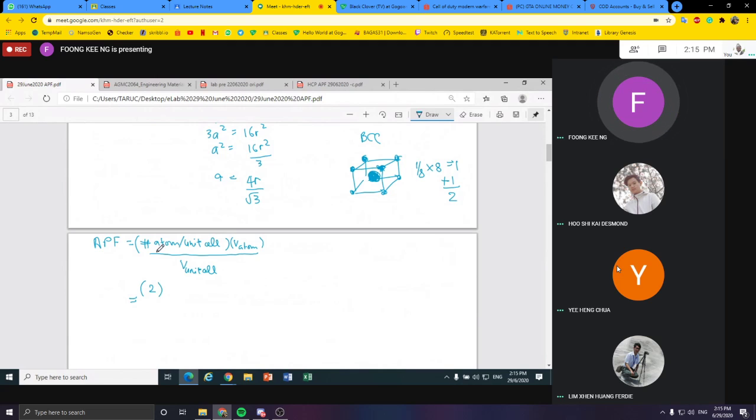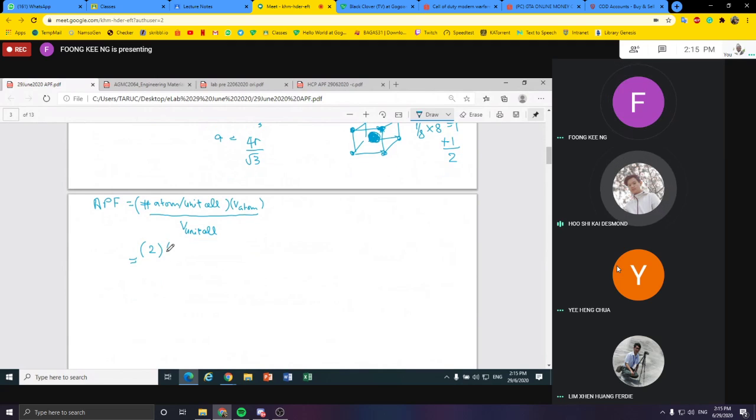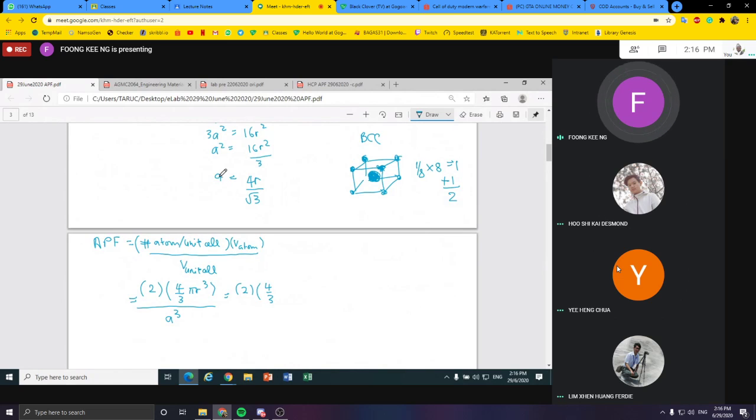What do you have here? Next one. The sphere formula is 4 over 3 pi r cube. What's the unit cell over here? This is A cube. All right, so what do you have? 2 times 4 over 3 pi r cube over A cube. Can you replace? This one I use A in terms of R. By the way, what's A? Edge length, very good. Length of side. Okay, good. All right, so how do I change R as a subject now?